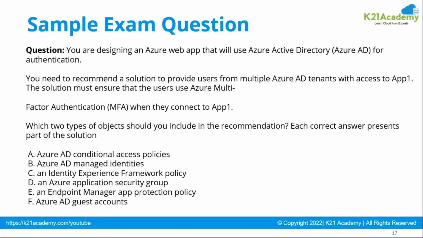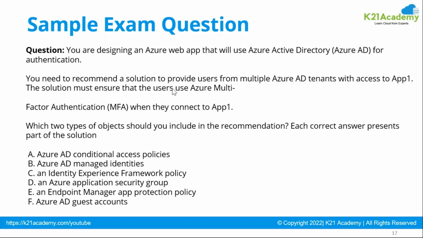And the fifth option is your Azure AD guest accounts, or the sixth, your Endpoint Manager app protection policy. So here you have to include multi-factor authentication. Let's say there is a web application you have registered in your Azure Active Directory and you want users to log in, but during the login you want to enable multi-factor authentication, where people from different tenants should be allowed to access that application, but it should ask for multi-factor authentication for all of them. How will you be able to include that?